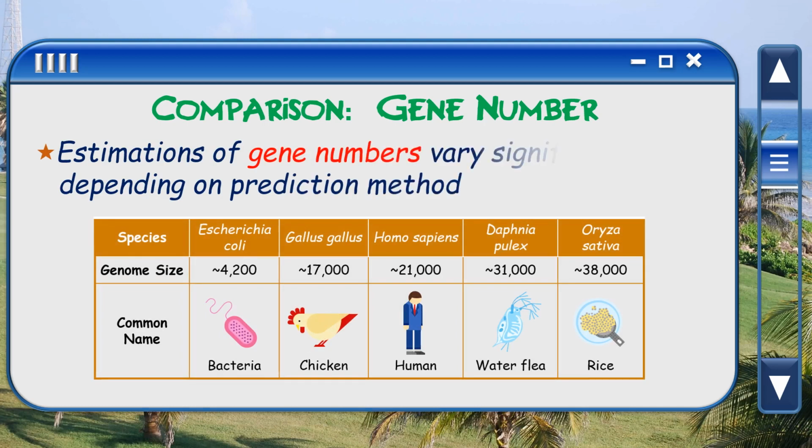Comparison in gene number. Estimation of gene number varies significantly depending on the prediction method. For example, the bacterium has approximately 4,200 genes. Chicken is approximately 17,000. Humans, approximately 21,000. The water flea is approximately 31,000. And rice is approximately 38,000.